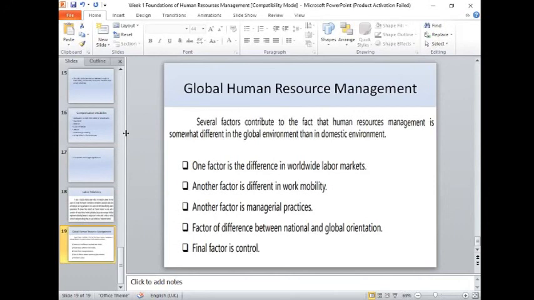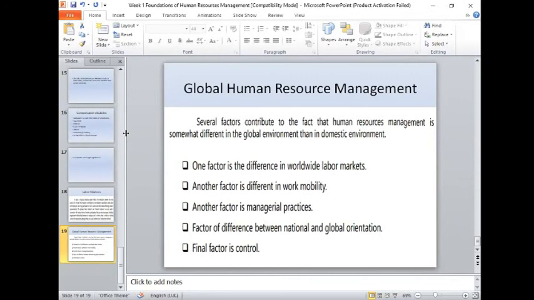And the final factor is control. Of course, we also have to establish a standard. Every global or domestic environment has different standards that we use to conform or to measure. That's why we have to identify those things. Of course, make sure that these standards or policies are applicable and have a limitation of compliance, whether it is domestic, global or national.